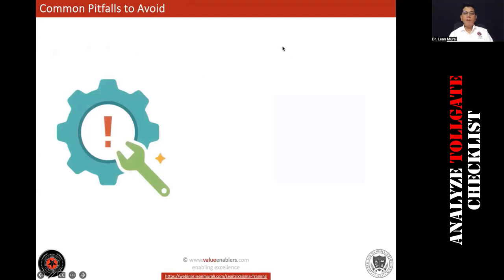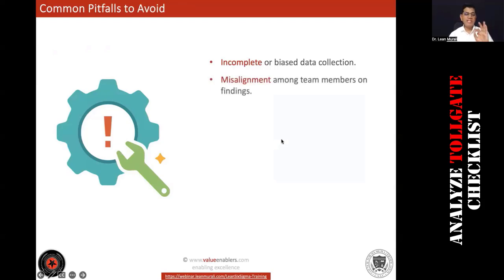Now, the common pitfalls to avoid. This is very important. Let's pay attention to this. Incomplete or biased data collection should be avoided. Misalignment of team members on the findings. Many times we find team members are misaligned, right? How many of you can relate to this? Team members not aligned. Please type ICR if you can relate to this. Many of you will type ICR now, right? I know. This is a common problem.